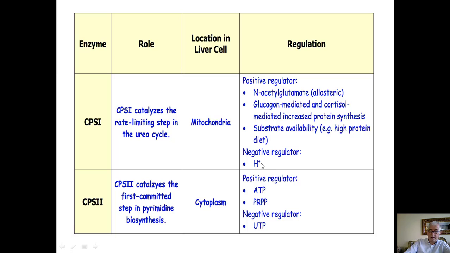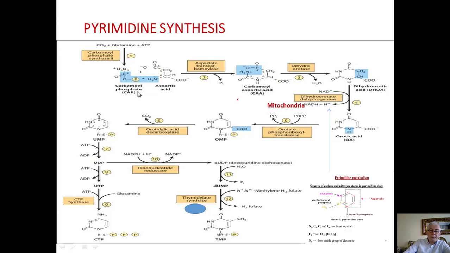Also, increased proton concentration blocks enzyme activity. The second enzyme, carbamoyl phosphate synthetase 2 in the cytoplasm, has positive activators ATP and PRPP, and also has the negative regulator UTP. Sometimes UMP has a role as a negative regulator for enzyme 2. After that, in the first reaction, aspartic acid enters, and the enzyme aspartate transcarbamylase produces carbamoyl aspartic acid.